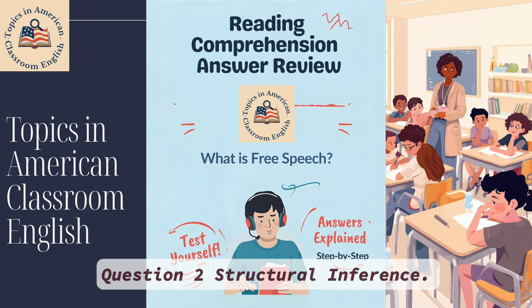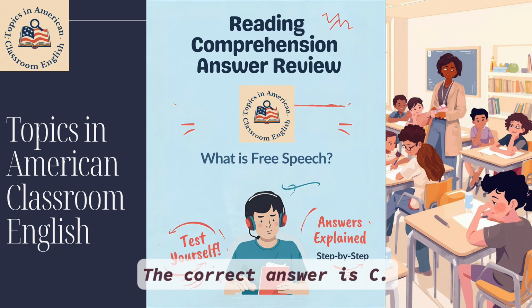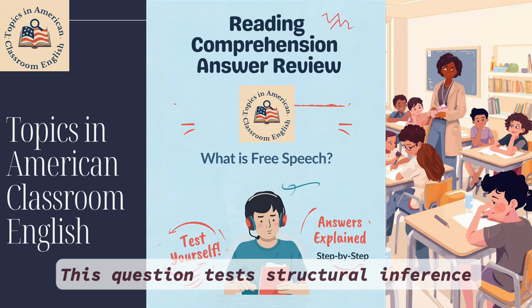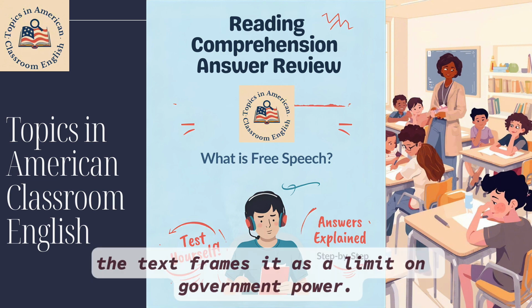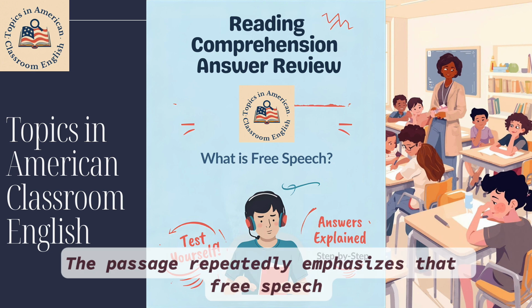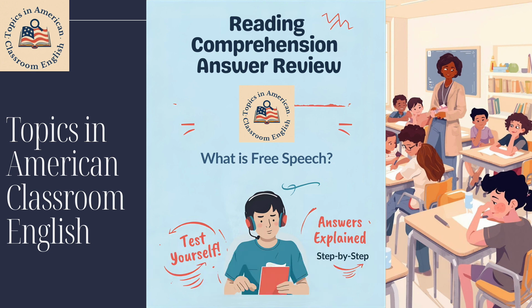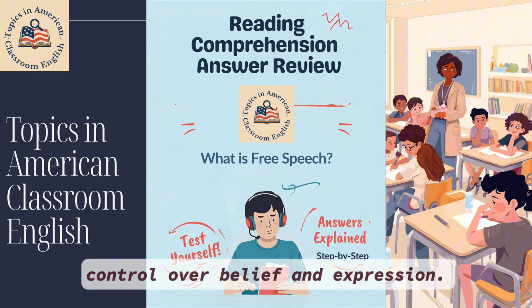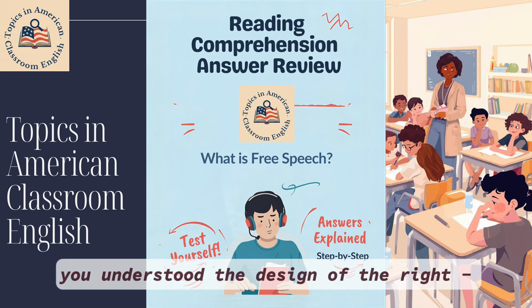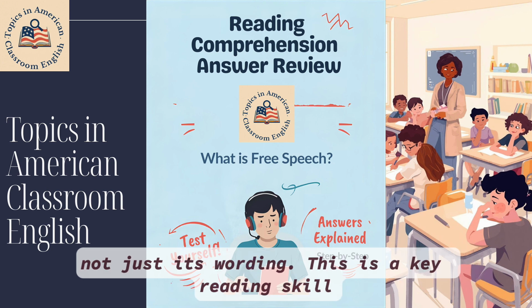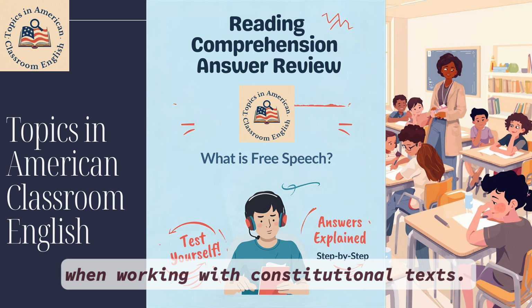Question 2. Structural inference. The correct answer is C. This question tests structural inference. Rather than asking what the First Amendment says, it asks why the text frames it as a limit on government power. The passage repeatedly emphasizes that free speech protects people from government control over belief and expression. If you selected C, you understood the design of the right, not just its wording. This is a key reading skill when working with constitutional texts.